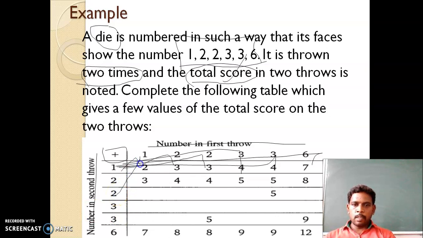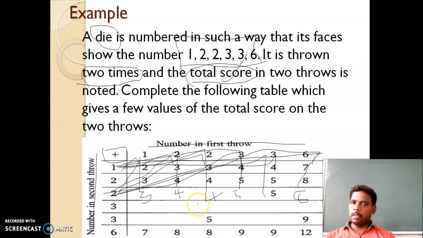So 2 plus 1 is 3, and 2 plus 2 is 4, and next 2 plus 2 again is 4, and 2 plus 3 is 5, and 2 plus 3 again is 5, and 2 plus 6 is 8. Likewise we have to fill up the remaining boxes also. So do it by yourself, right? Now look at the given questions.